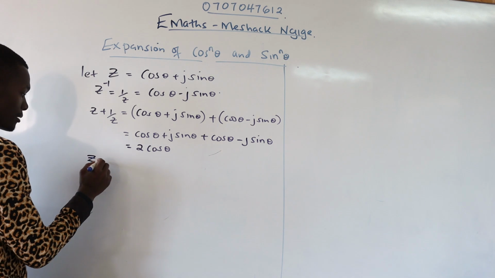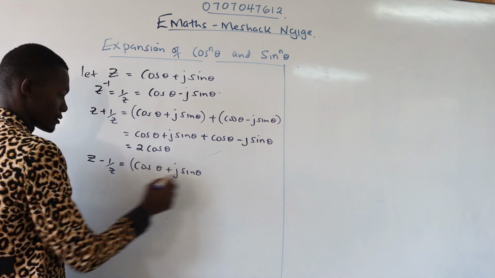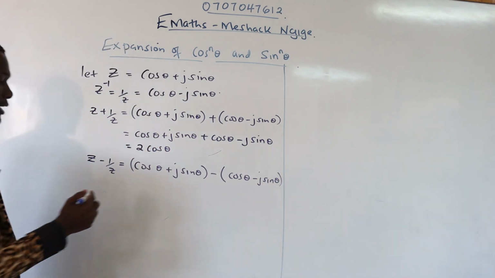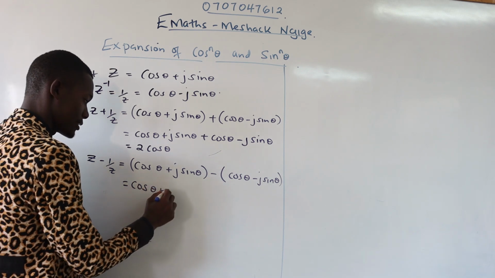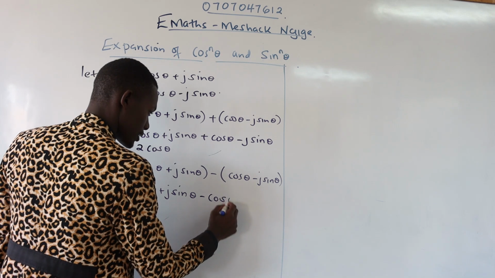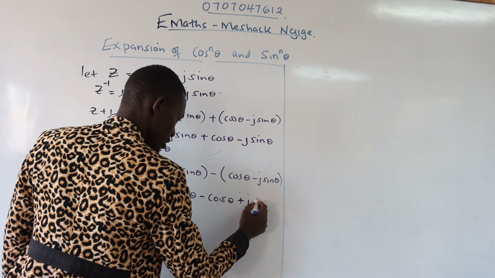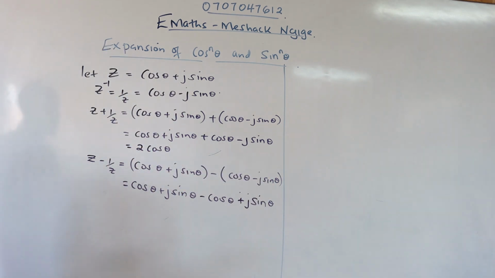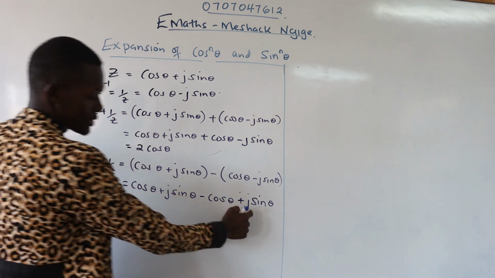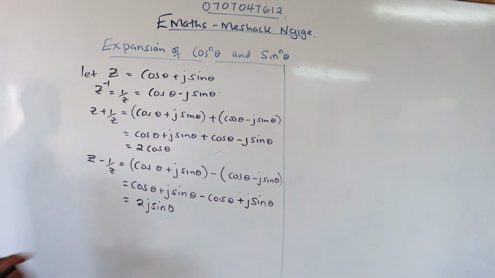Then we can also check z minus 1 over z. The procedure again: we have cos of theta plus j sine of theta, then we subtract cos of theta minus j sine of theta. Now opening the brackets, we have cos of theta plus j sine of theta, then the negative gives negative cosine of theta, and a negative and a negative gives a positive j sine of theta. Taking like terms together, cos theta minus cos theta gives us 0, then j sine theta plus j sine theta gives us 2j sine of theta. So this is our first relationship.